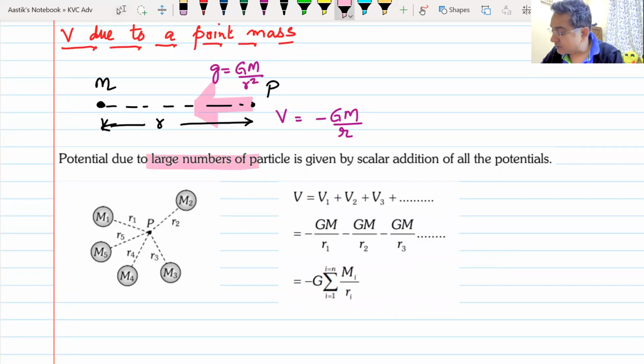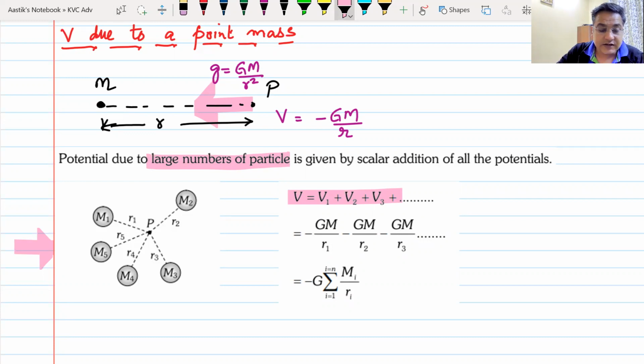So if you have a large number of particles like this, M1, M2, creating a potential at point P, the net potential will be the sum of the potential created by the individual particles. Do we understand this? I'll give you 2 minutes to note it down.